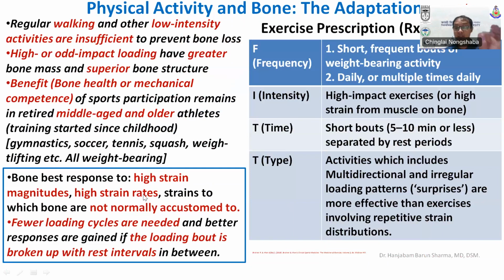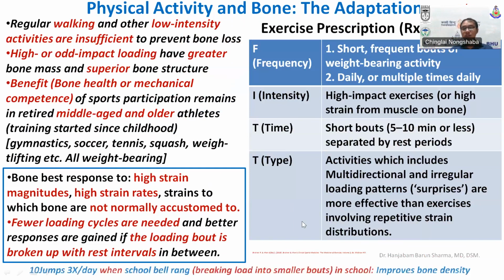The high strain rate should be there, and the strain should be such that the bone is not normally accustomed to. That means fewer loading cycles are necessary. You don't have to continuously, repetitively load it. Just fewer loading cycles are important, with the loading bout broken by a rest interval in between. That means short, frequent bouts with a rest interval. So this is the ideal type of exercise which one has to understand.